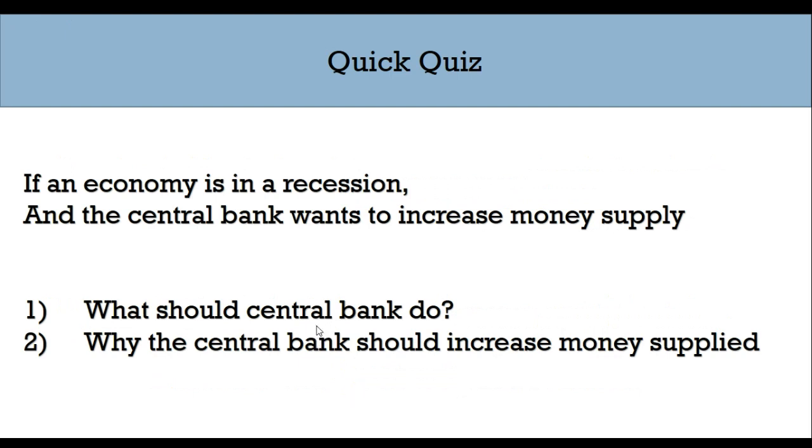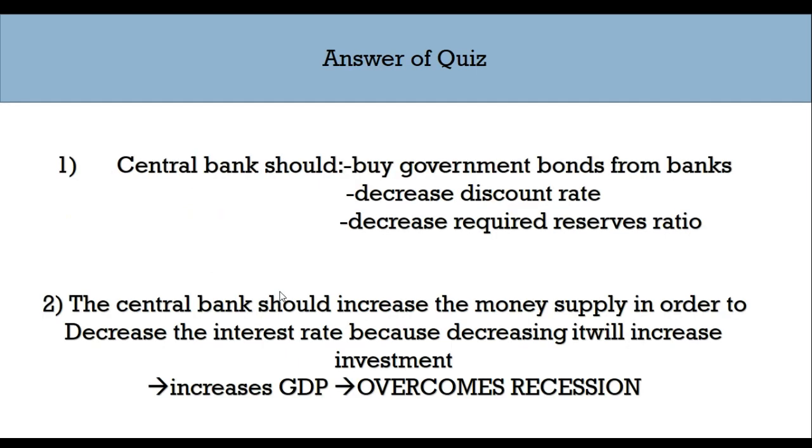So in a recession, why should the central bank increase the money supply? The central bank should increase the money supply in order to decrease the interest rate, because decreasing it will increase investment. So the central bank will increase the money supply in order to get out of the recession and overcome it. Okay, so the increase of money supply will decrease the interest rate, which will increase the GDP, and this will overcome recession.